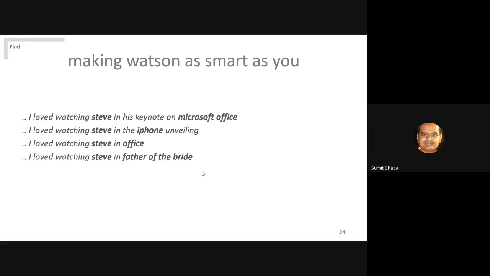Notice here that all these sentences did not mention the exact name of the actor or the CEO of Apple or the CEO of Microsoft. It just had the first name, Steve, a partial name. But once I gave you the surrounding context, you were able to figure that out. In your mind, you had knowledge about Steve Jobs, about Steve Ballmer, the CEO of Microsoft, and about these actors called Steve.